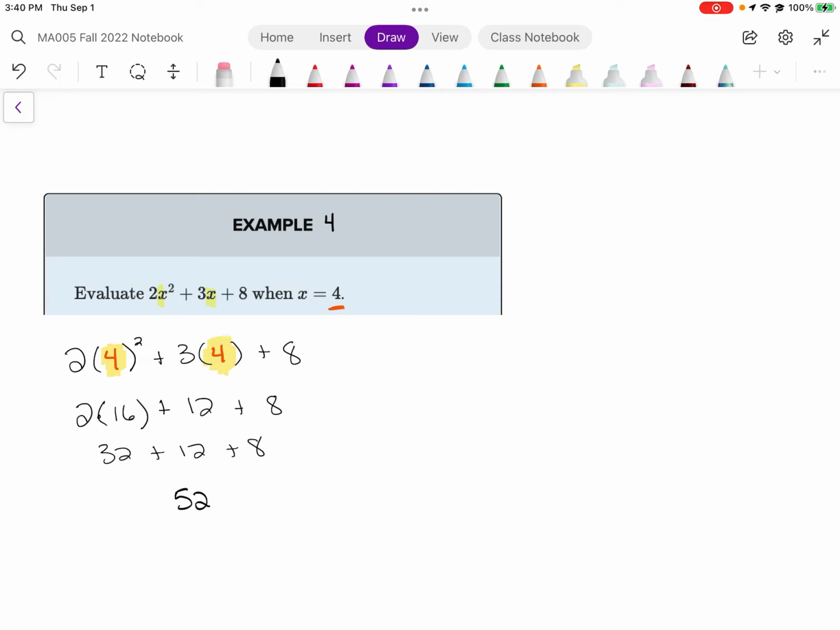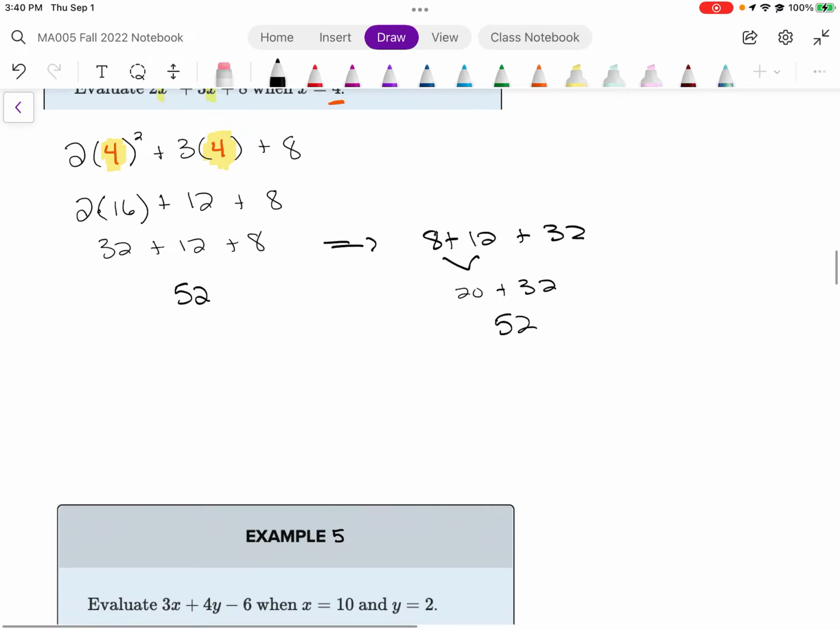And a faster way to do it, because it's all addition, you can actually change the order of it, because remember, addition is commutative. So I, in my head, did this. I said 8 plus 12 plus 32, because I know 8 plus 12 is 20. And that is really easy to add to 32 in my head. So that's how I did that. If it had any subtraction, I could not change the order. Okay, so be careful. If it's addition, you can.